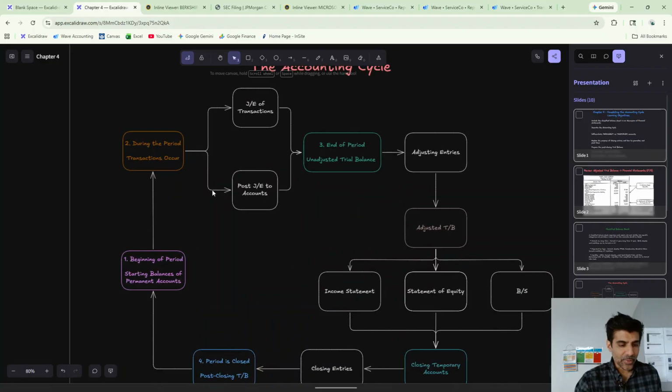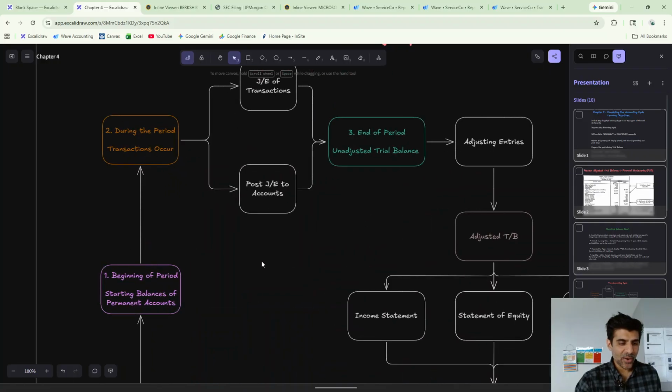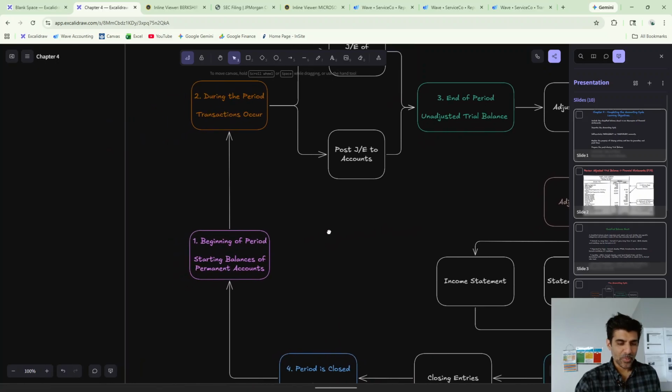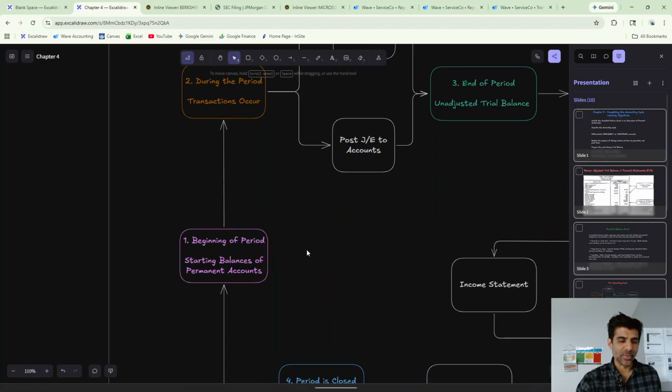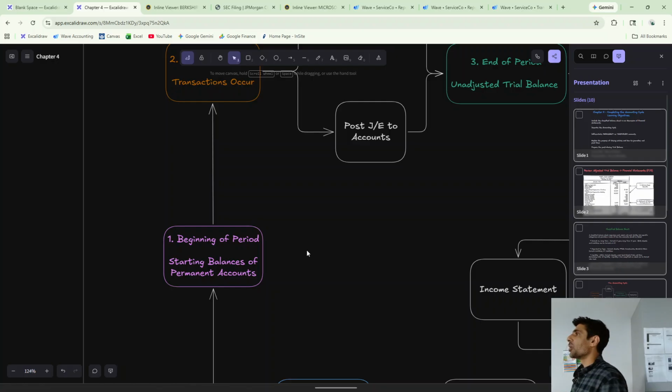Okay. So the accounting cycle. We've now done most of this. Before I talk about the chapter 4 topic, let's make sure we're very clear on what we've been doing up till now. The first step of the accounting cycle is the start of the period. At the start of the period, you're going to have account balances. You're going to have cash, your property, plant, and equipment, your liabilities, and all the retained earnings from all the previous periods. So you're going to have starting balances.